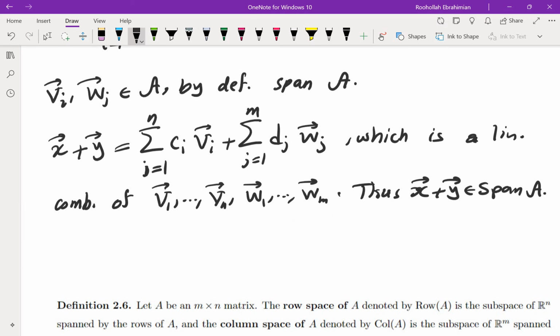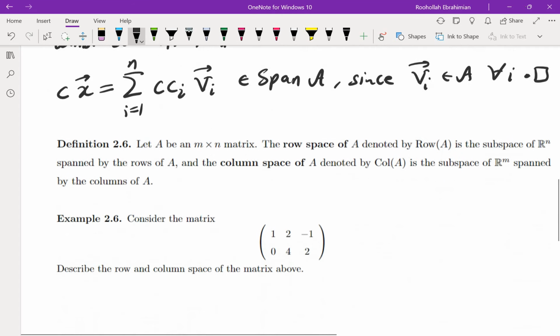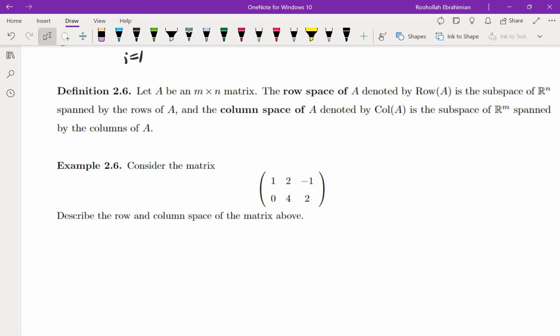If I also rescale one of these, C times X, that would be the sum of C Ci Vi, which is of course in the span of A, again by definition, since Vi is in A for every i. And that means this set satisfies the subspace criterion. It contains the 0 vector, it's closed under addition and scalar multiplication, therefore it is a subspace. So that was one example of a subspace.